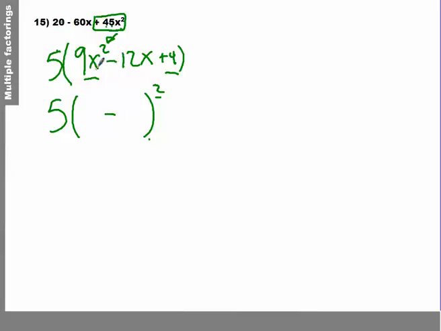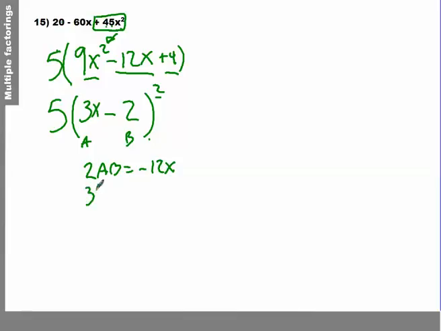What is the square root of 9x squared? That's right, it's 3x. What's the square root of 4? 2. All right, and so here's my a term, here's my b term, and we know that 2ab is going to equal my linear term, which is negative 12x.